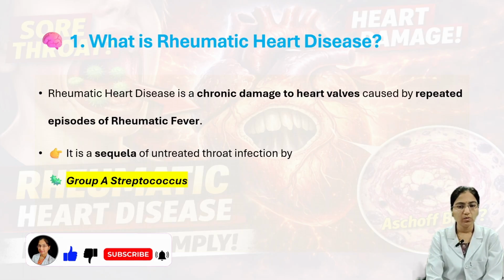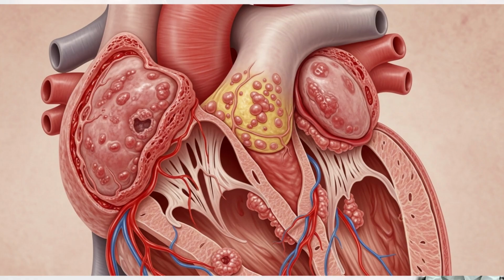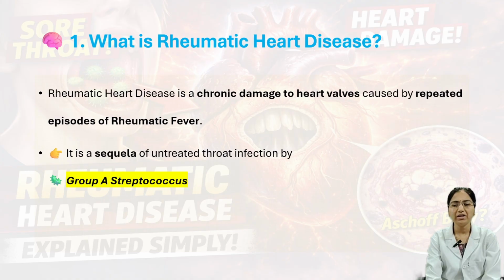We'll see what is rheumatic heart disease. Here, rheumatic heart disease is a chronic one. It's a chronic damage to heart valves. A valve is nothing but what controls the flow, and it is caused by repeated episodes of rheumatic fever. It is a sequela of untreated throat infection that is caused by Group A Streptococcus.